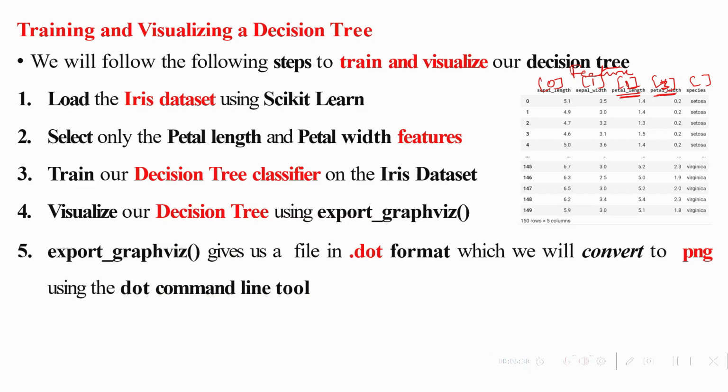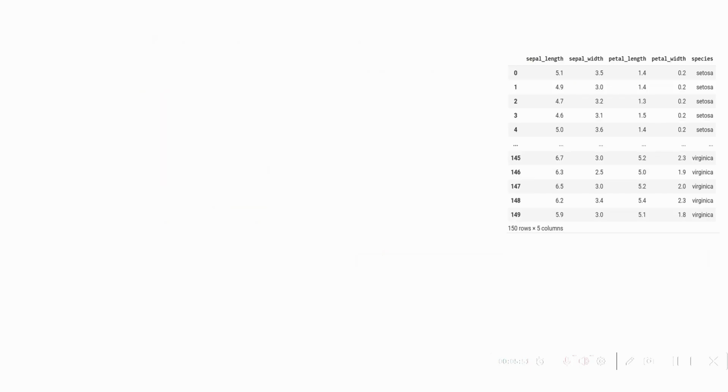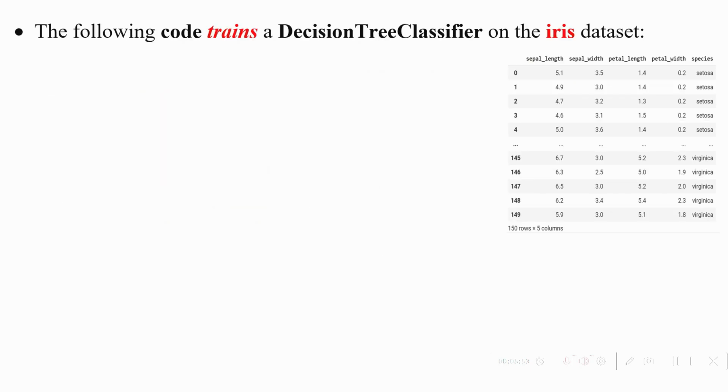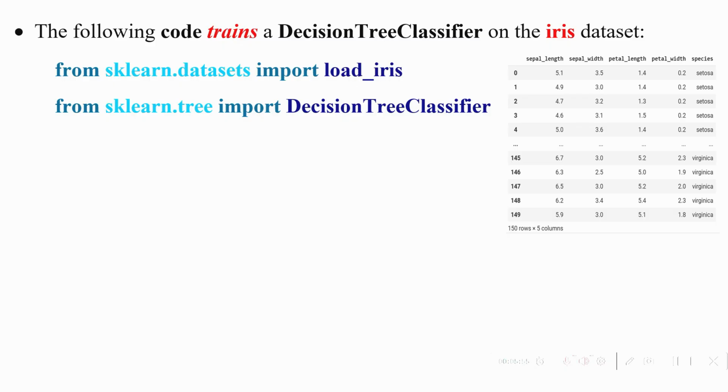Then export Graphviz gives us a file in the form of a dot format, which will be converted into PNG using the dot command line tool. Okay, based on these steps we have to visualize our model. So now we are going to see some code for how we are going to train the model.